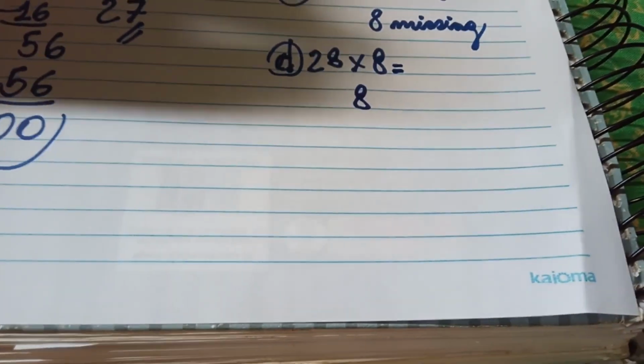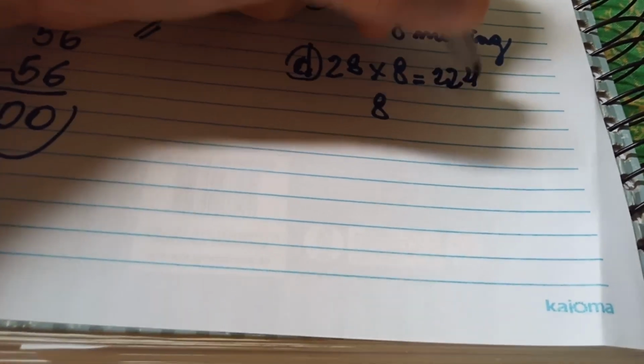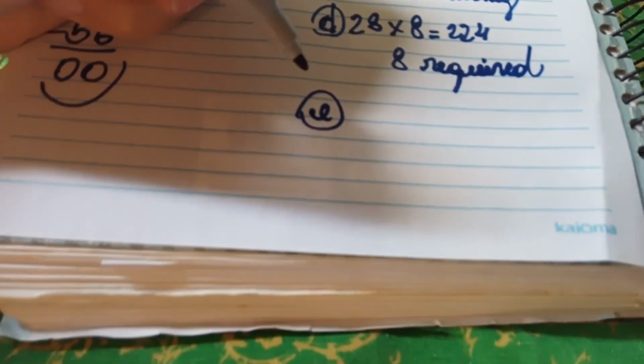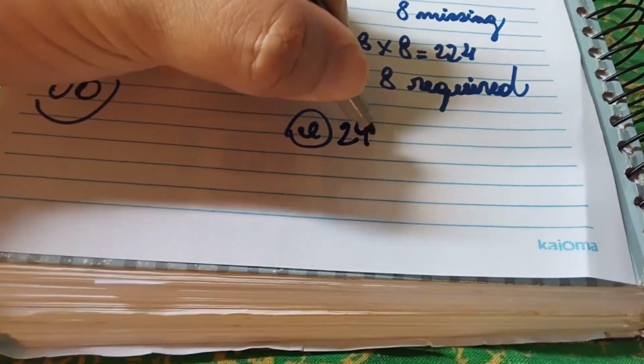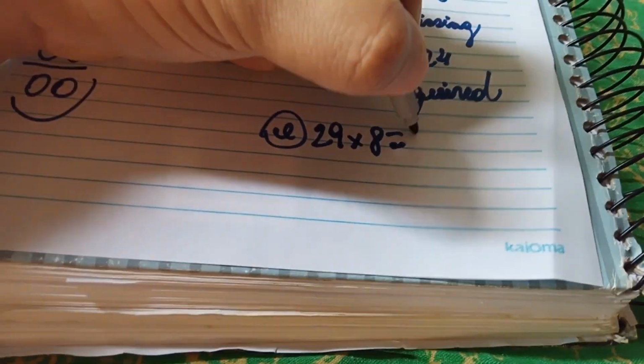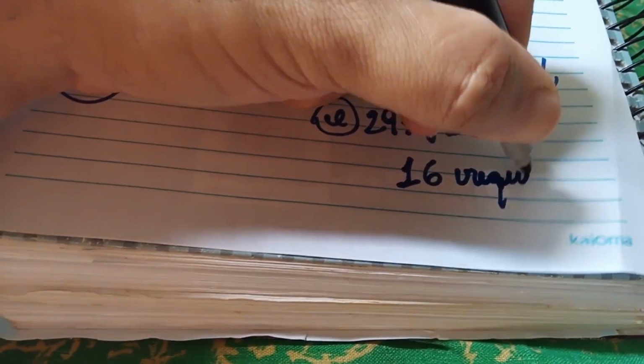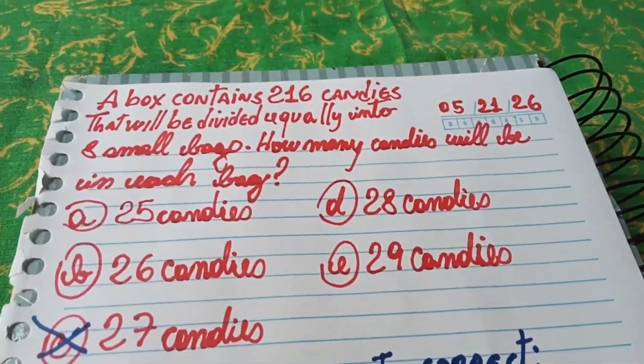D is incorrect because 28 times 8 is 224. This would require 8 more candies than you actually have. And E is incorrect because 29 times 8 is 232. This would require 16 more candies than are in the box.